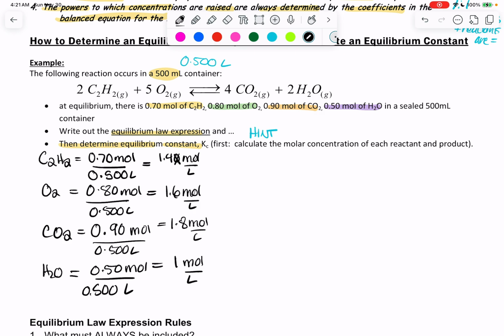Now I have to figure out which one of these are on the product side, and which one are on the reactant. And now I'm just going to use two different colors of highlighters to remind us. Product side, CO2 and water. So this is a combustion reaction. And reactant side, ethene and oxygen. So now I'm going to set up my equilibrium law expression.